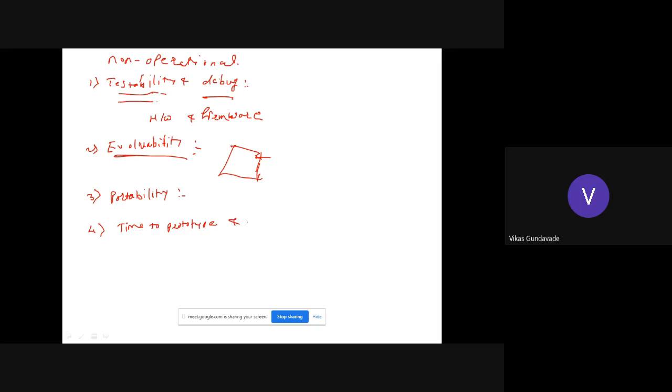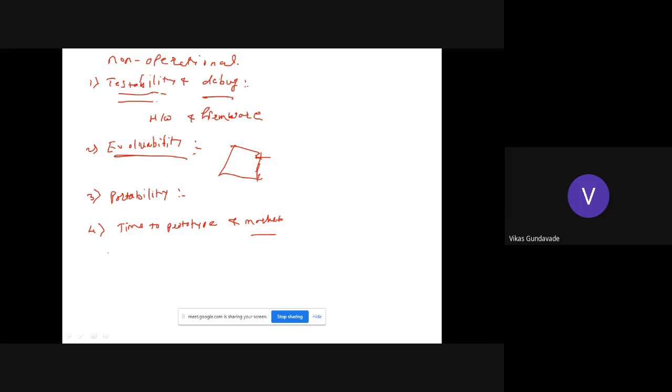Okay. Time to prototype and market. Now, what does it mean? Suppose you are designing any sort of embedded system for a specific application. Then the time required for designing that particular concept, and also to design the prototype of that concept, if that time required is more, then it will affect the market.